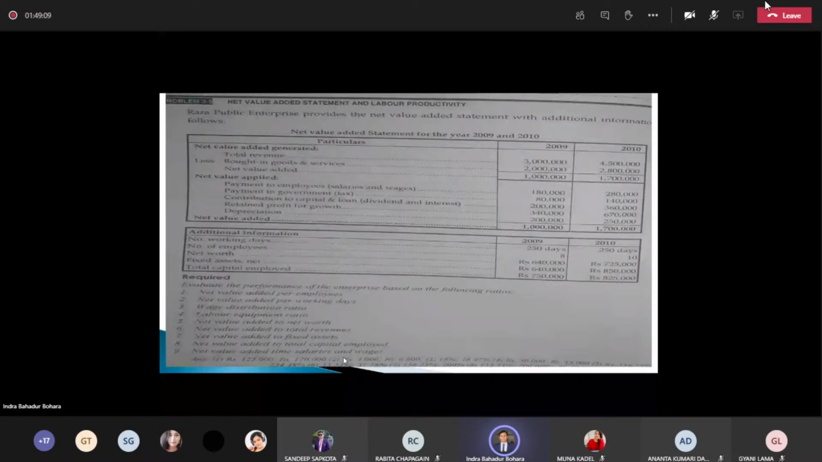What is the formula? Net value added, yes, divided by number of employees. Net value added is the first factor, number of employees is the second factor. And we need to analyze the performance of the company for 2010 in comparison to 2009. So for the comparison of company's performance, intra company performance, we need to have at least 2 years data. Therefore we are given here 2 years data. Therefore we should calculate the net value added per employee for 2009 and 2010. Then we can evaluate the performance. Is there better performance or not? That can be evaluated.